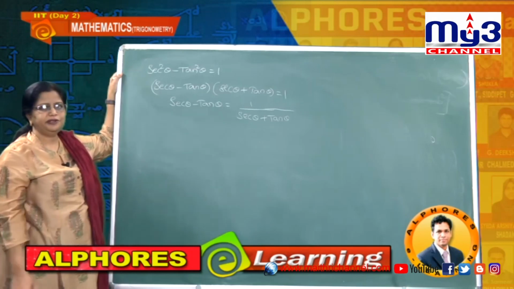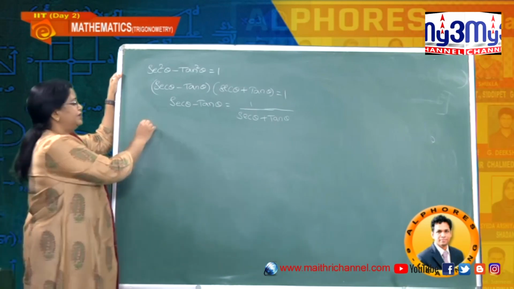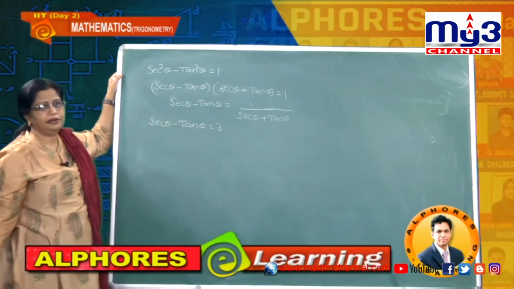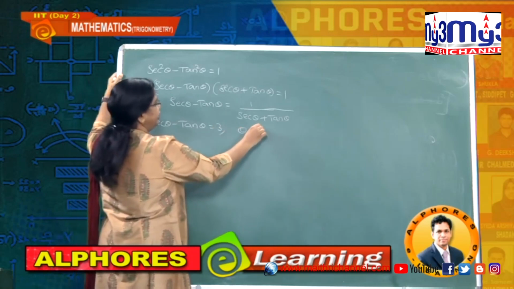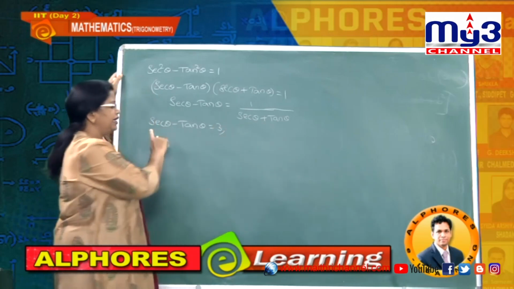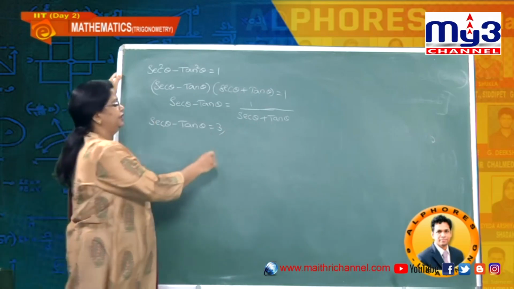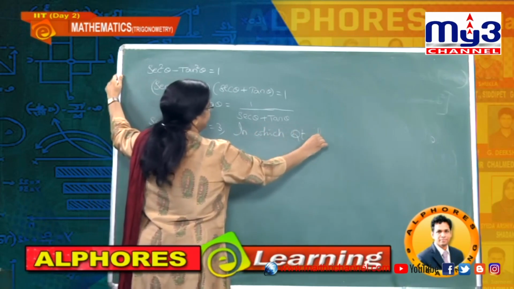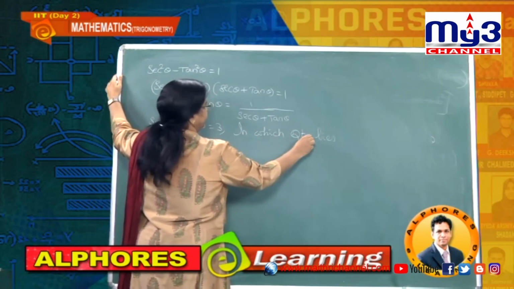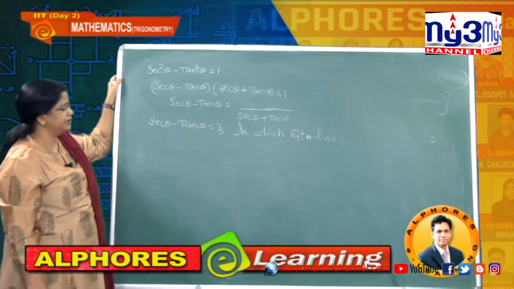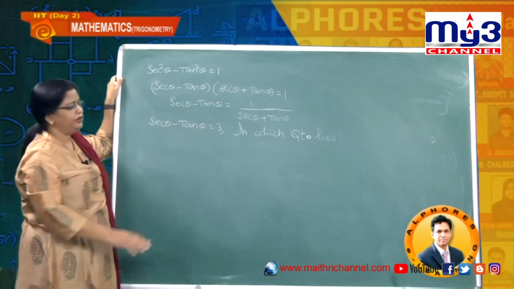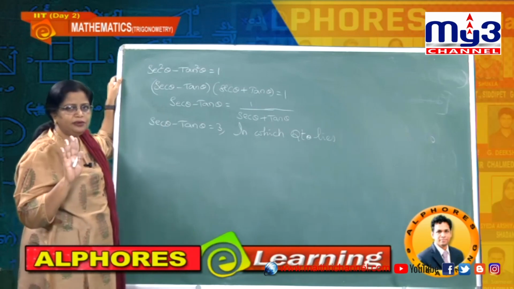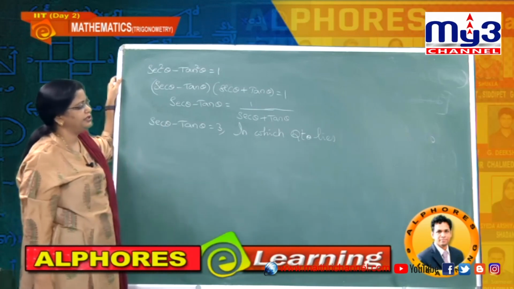For example, how they used to ask this type of examples. Suppose they give secant theta minus tan theta equal to 3. Okay, this is given. Then the question they will ask is in which quadrant theta lies. They are not asking what the value of theta is. They are asking in which quadrant this theta lies. Is it first quadrant, second quadrant or third quadrant? Then you don't know anything. You have only one equation in hand, secant theta minus tan theta equal to 3. That is the only weapon you have. Then how to solve in which quadrant theta lies?